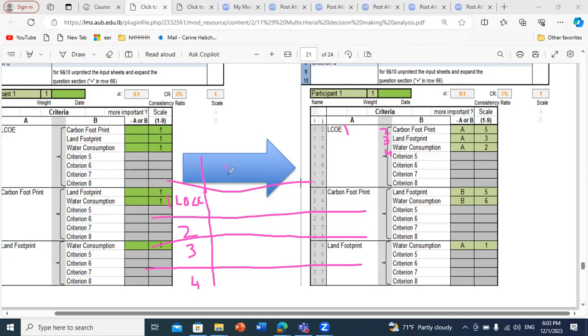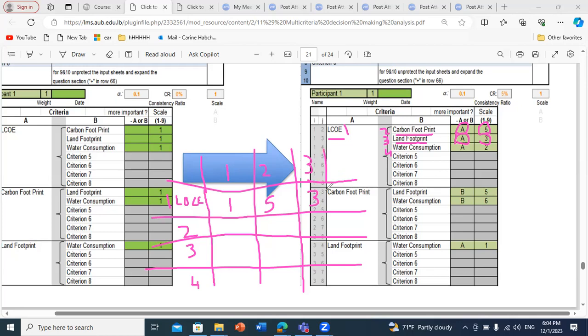Okay, and let us put now the scores. First, we should compare. Of course, when I say 1 versus 1, it's 1. Now, when I want to compare option 1 to option 2, the question was LCOE versus carbon footprint. What is the more important factor? They told me it's A. Okay, so I will put the score as it is. I will put here 5. Now, between 1 and 3, the question is, you prefer LCOE or land footprint? What is more important for you? Also, the answer was A. So also here I will put the score as it is. It is 3.